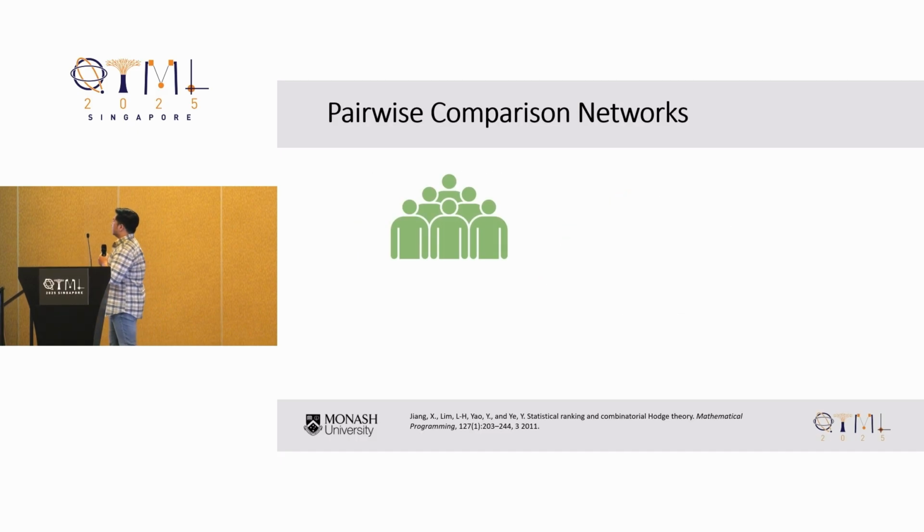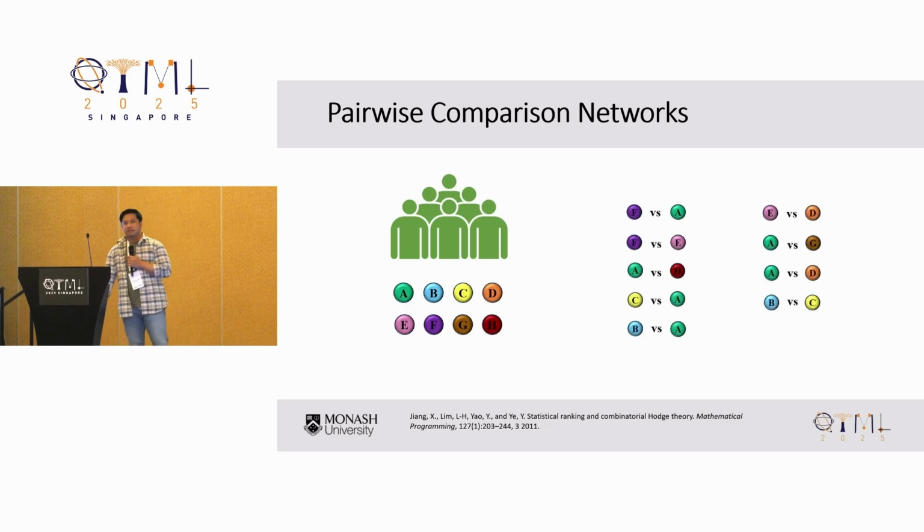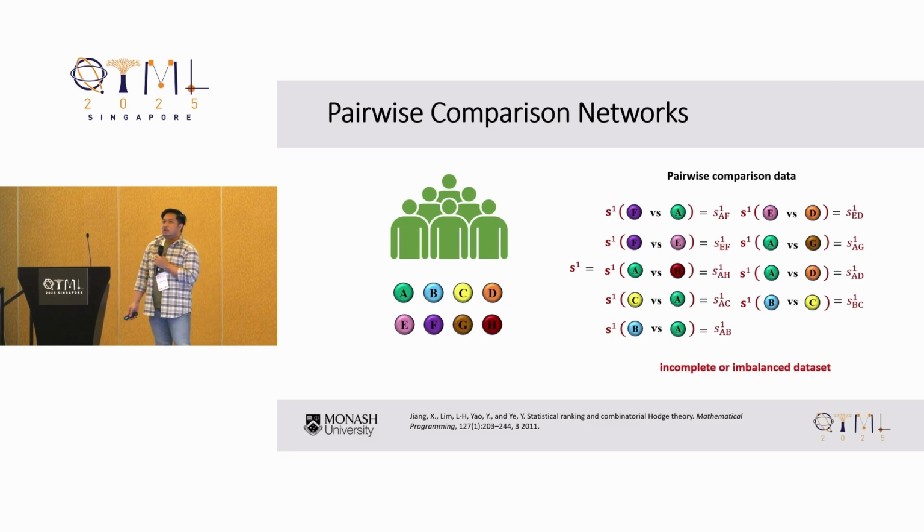All right, so let me set up the problem. We have a group of voters and set of alternatives. And the voters are asked to compare between two alternatives. And by comparing, I mean give preference value between each pair. So this is called pairwise comparison data. But in general modern data set, the data can be incomplete. It means some pairs are not compared, and the number of voters that vote each pair are not the same.